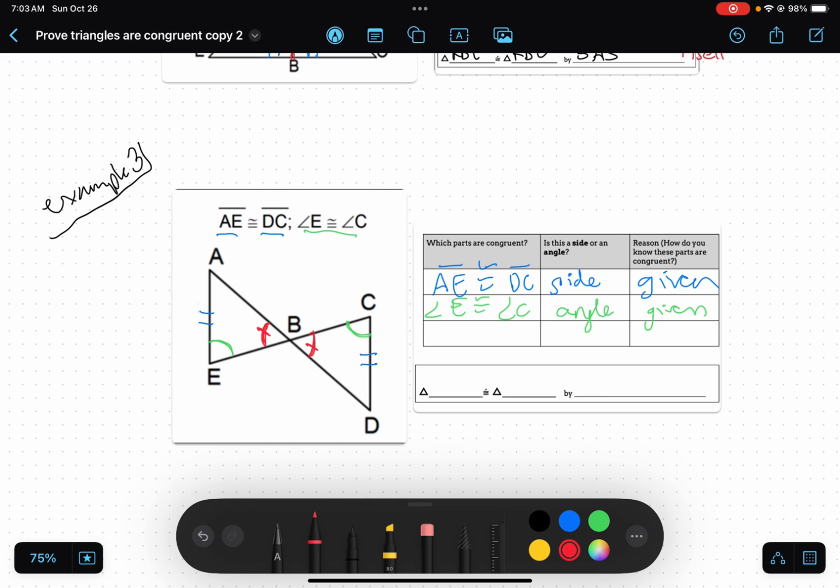And then this time I have one new piece of information that I found myself. So I can't say angle B because there's two angles right here. I wouldn't know which one you're talking about. So I'm going to use three letters. So I'm going to say ABE. Here, I'm going to write it bigger over here. Angle ABE is congruent to angle DBC. And that's an angle. And how did I know? It wasn't given to me. I know that because they are vertical angles.